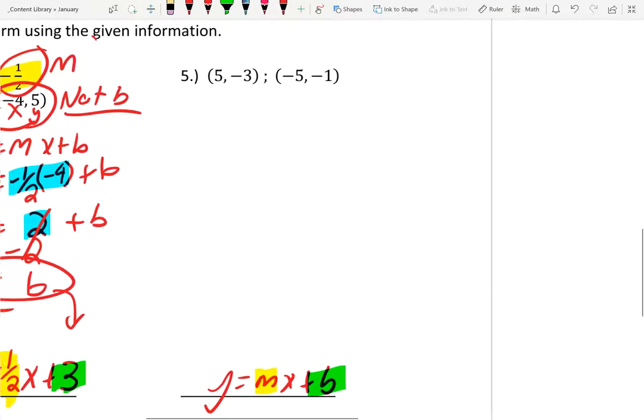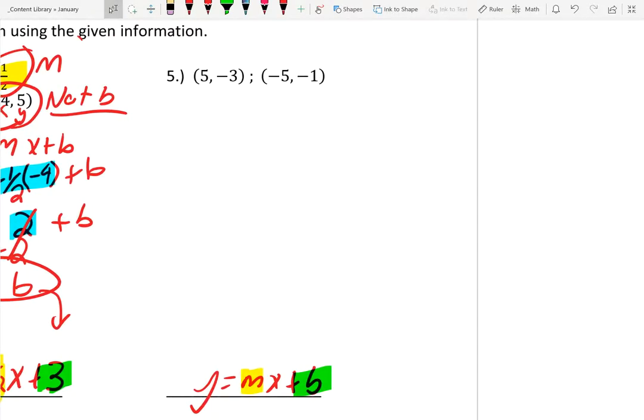Okay, so now the last problem. We need to find m and b, because none of this stuff it gives me is my slope, and none of it is my b. So I can't plug anything in right away because it doesn't give me anything right away. But what I have is I have 2 points. I have xy and I have xy.